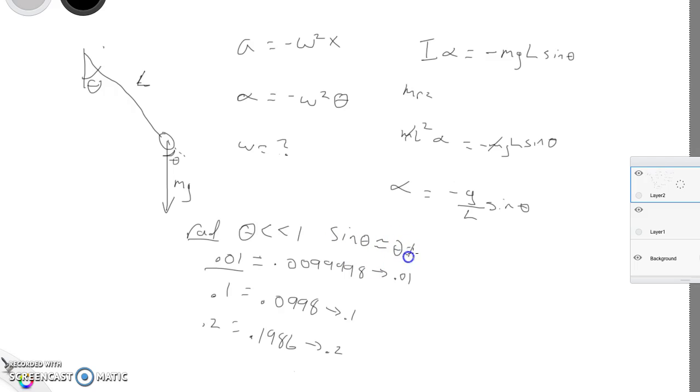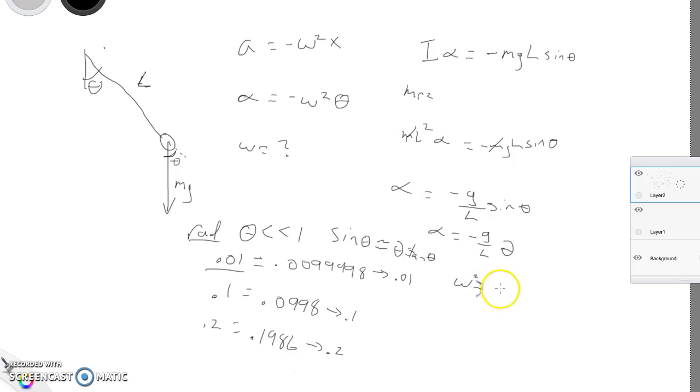And this is also actually true of tangent of theta at really small angles. Which means that alpha, if the angle is really small, is equal to negative g over L times theta. Which means that omega squared is equal to g over L, or that omega is equal to the square root of g over L. I'm going to remind you how I made that jump. If we can write it like this, and this is the condition for simple harmonic motion, that means that this piece right there would be equal to this piece right there.